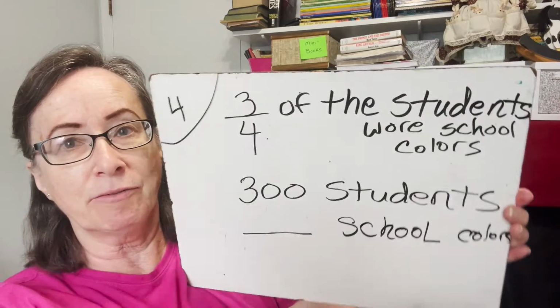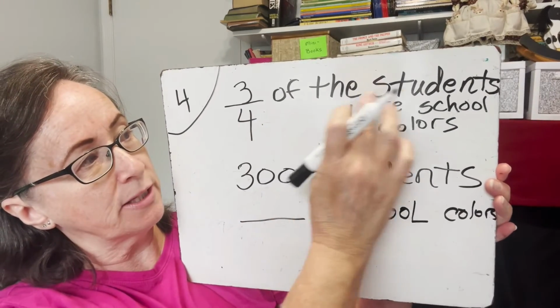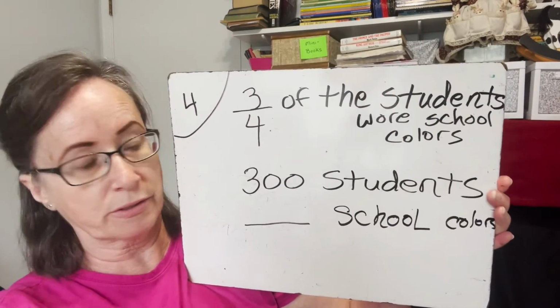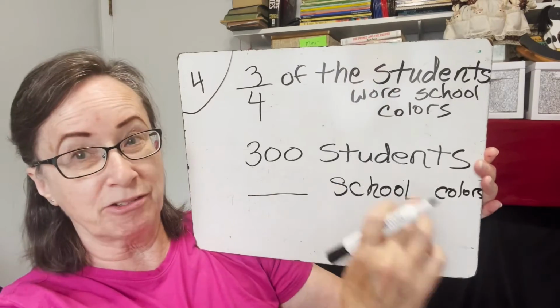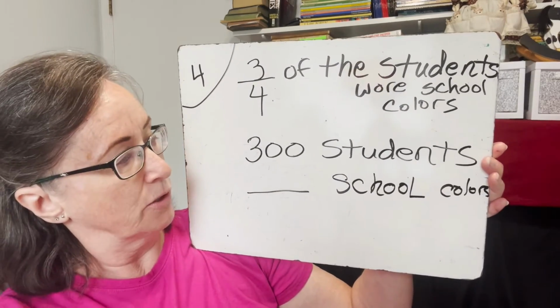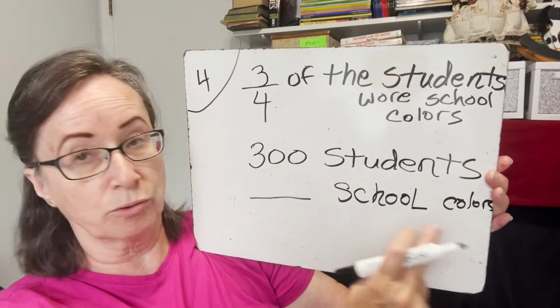Okay, so here is number 4 from our book homework. 3/4 of the students wore the school colors. If there are 300 students, how many wore school colors? Okay, so you can see that on my board, I have written 3/4 of the students wore school colors. And there were 300 students altogether. So how many wore school colors?